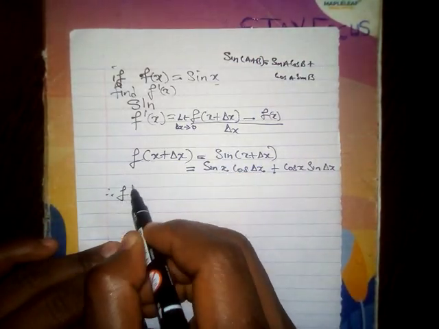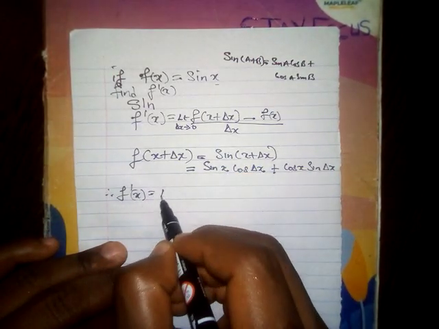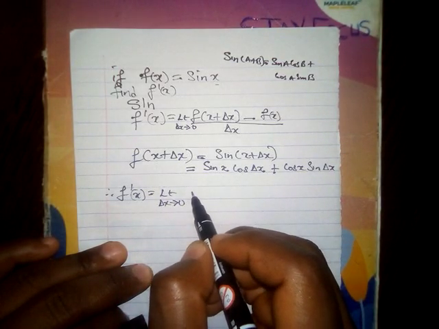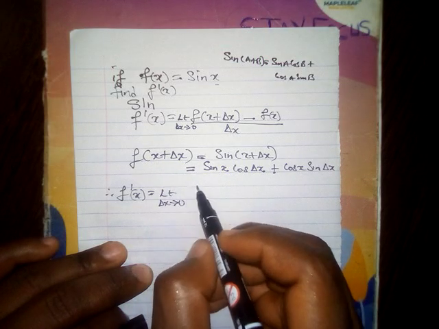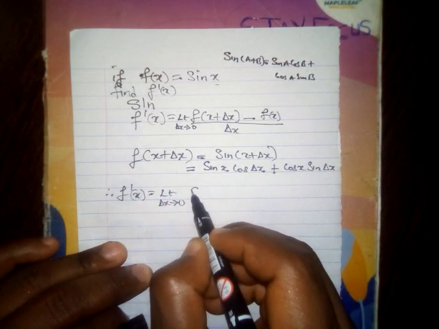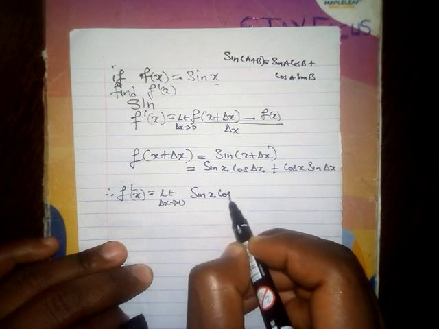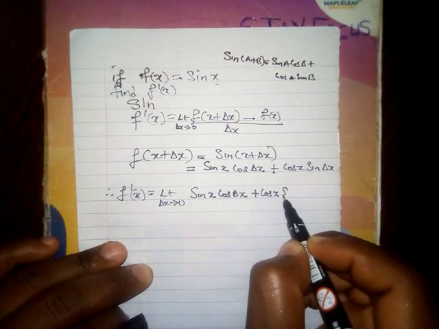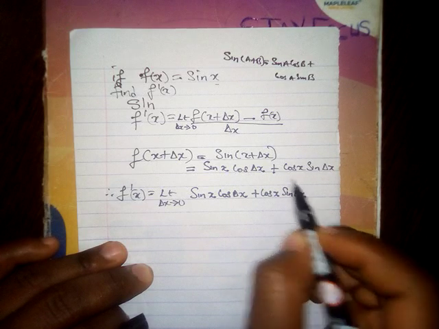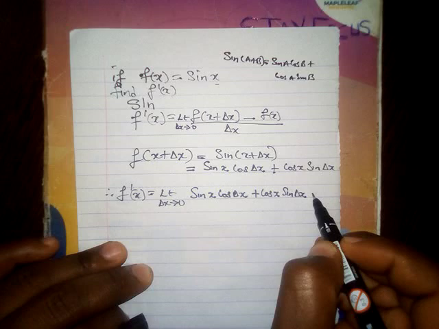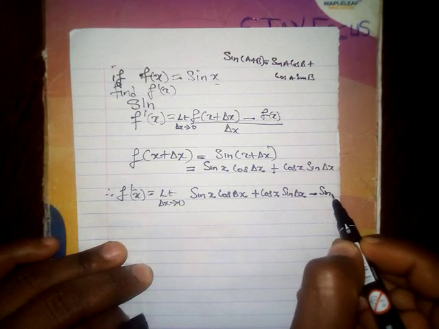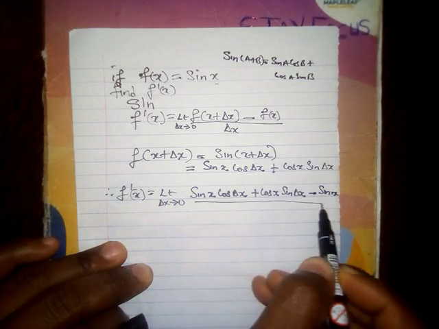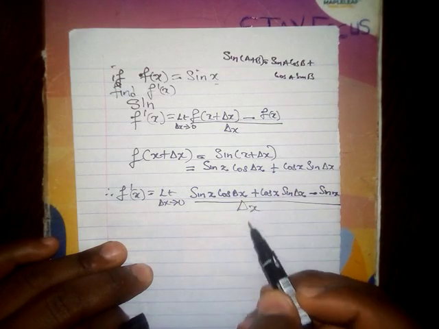Therefore f prime of x is equal to the limit as change in x approaches 0. And what is our f of x plus change in x? This will be sine x cos change in x plus cos x sine change in x. That is for this, minus sine x, since sine x is f of x. Now everything is all over change in x.